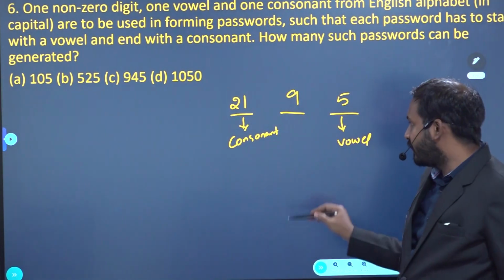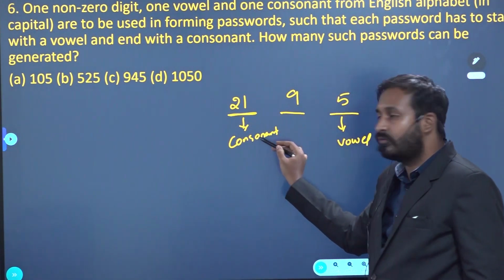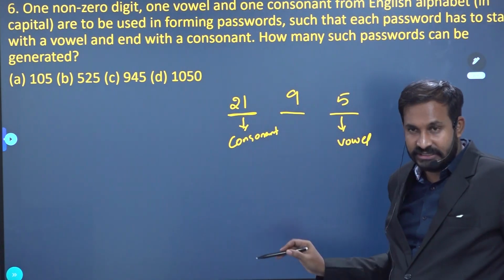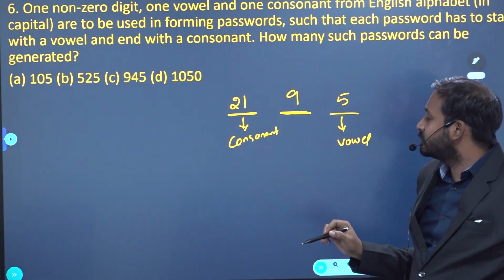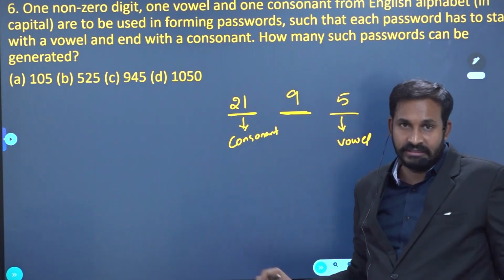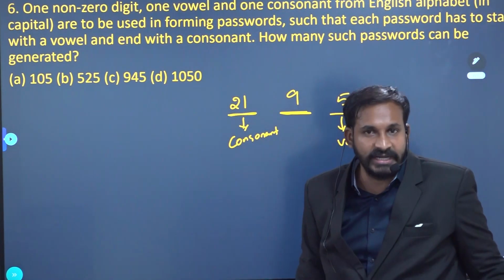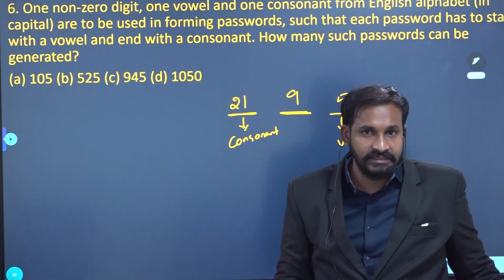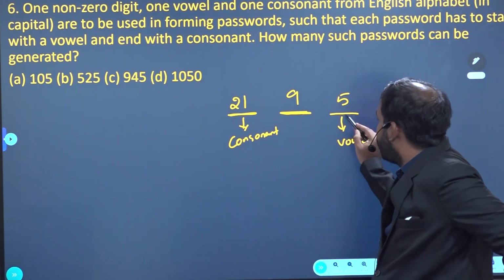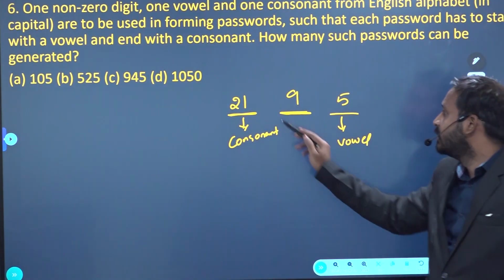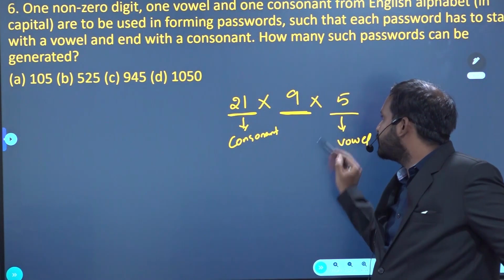Now see here, for my first position, how many chances do I have? Only consonants, right? 21 chances. For my middle position, how many digits can I have? 9. Why? Because non-zero digits are how many? 9. Total digits are 10; if 0 is eliminated, we will be left with 9. So 9. And how many vowels at the end? 5 vowels. So 21 chances into 9 chances into 5.